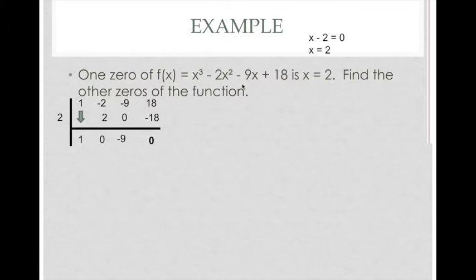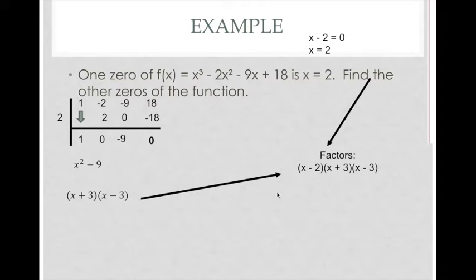So we need to find the two other factors. So my highest degree is 3, so my first degree here is going to be 2. So I'm going to have x squared minus 9. So this is a perfect square binomial. Remember that you're going to have the square root of x squared, which is x, and the square root of 9, one positive and one negative. So I'll have x plus 3 and x minus 3. Okay, so my factors are x minus 2, which we already knew, x plus 3, and x minus 3.